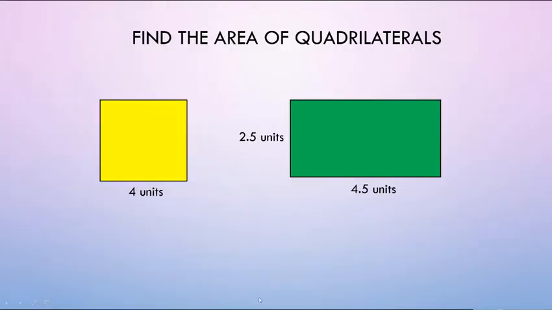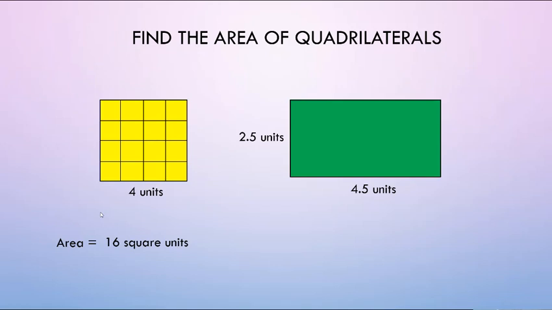We have square, and each side of the square has 4 units. So let's split it into small squares. Each side has 4 small squares. So let's find the area. Let's count small squares. 1, 2, 3, 4, 5, 6, 7, 8, 9, 10, 11, 12, 13, 14, 15, 16. So the area of this square is 16 square units.